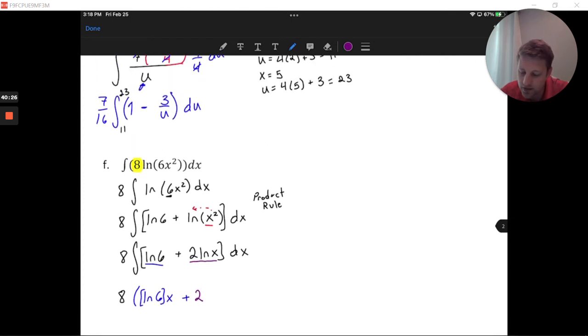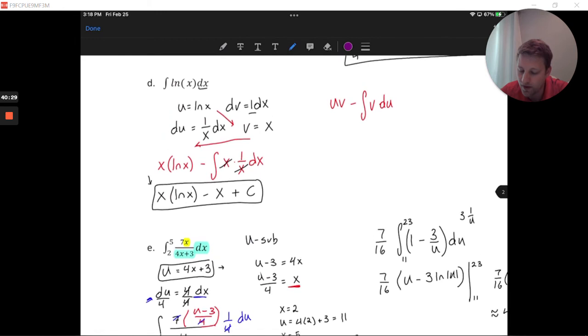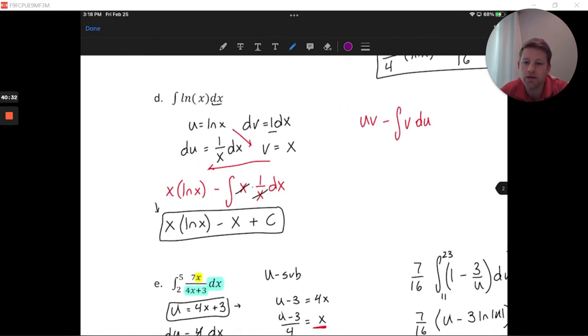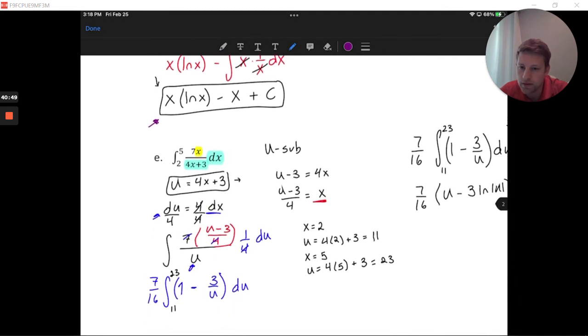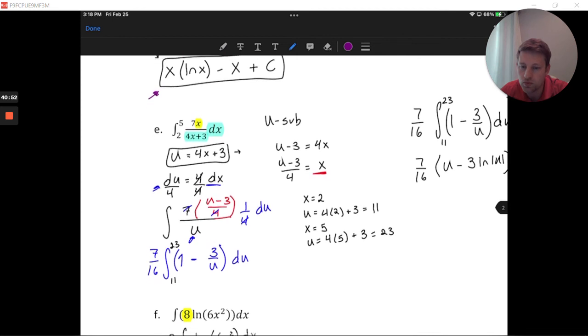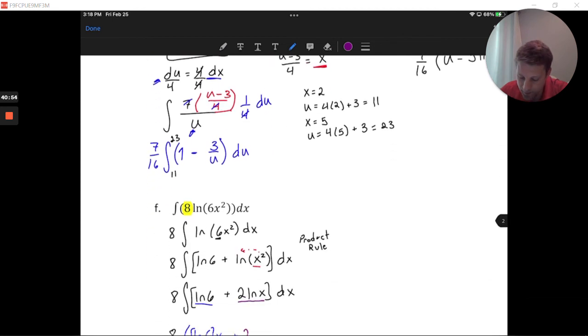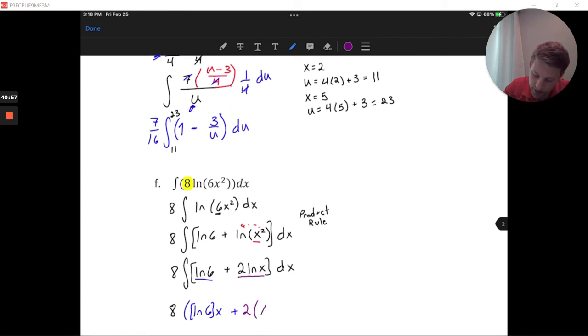So let's just take a peek back up a couple problems. We found in part D that our integral of ln of x was x times natural log of x minus x plus c. So I'm going to go ahead and use that result here. This is a great way to use that result in this portion of the problem. So we have 2 times the x times the natural log of x minus x. We'll take that parenthesis for that single term.